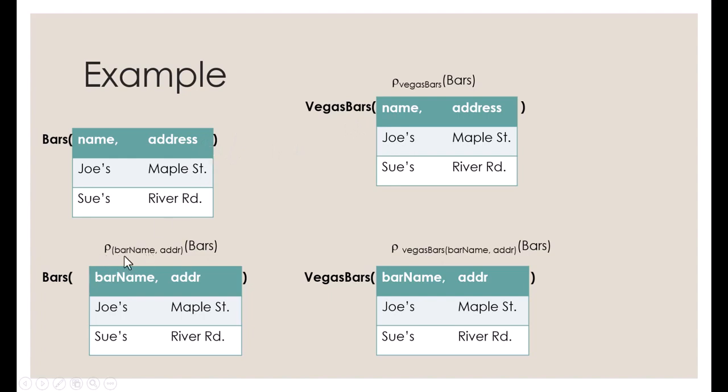The second one, I have renamed Bars. The name of the table is the same, so it's still Bars, but we have renamed the attributes to be called barName and addr, using ABBR. So now the names of attributes have been updated to barName and addr. The last option is to rename the name of the relation as well as the attribute names. So the name of the relation is Vegas Bars, and the names of attributes have also been updated. These are your three options for renaming a relation.